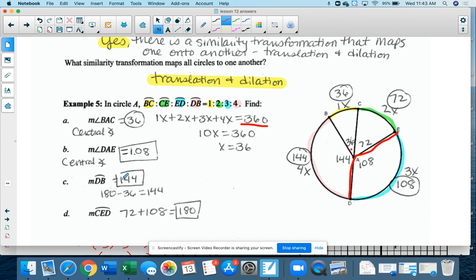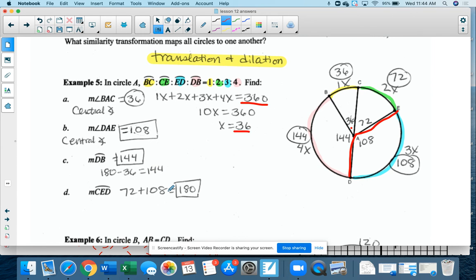Arc DB. So arc DB is right here. That was my 4x, and I know that x is 36. So 4 times 36 is 144. Another way to find it is that this is a diameter. And if this arc was 36, together this is a semicircle. So 180 minus 36 is 144. So there's just two different ways to do it, but you can see that we get the same answer.